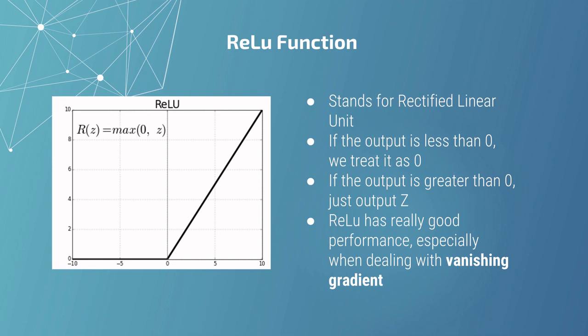The next function is the ReLU function, one of the most common activation functions in neural networks. ReLU stands for rectified linear unit. It basically says that if the output is less than 0, we treat it as 0. If the output is greater than 0, then the output is just z, or the input we put. ReLU has really good performance, especially when dealing with vanishing gradient. Vanishing gradient is something you'll learn about in the next video on gradient descent.